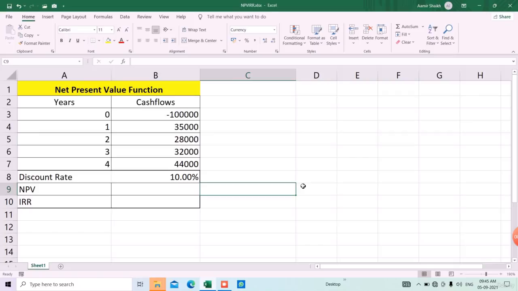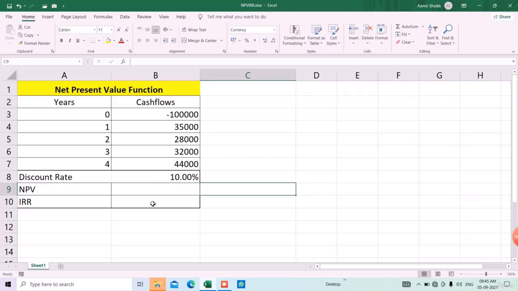In this example, we will learn how to calculate NPV, that is net present value, and IRR, that is internal rate of return. As we know, in capital budgeting, NPV and IRR are calculated to know the worth of any investment, right? If the NPV is positive, then we accept the proposal. If it is negative, we reject the proposal.